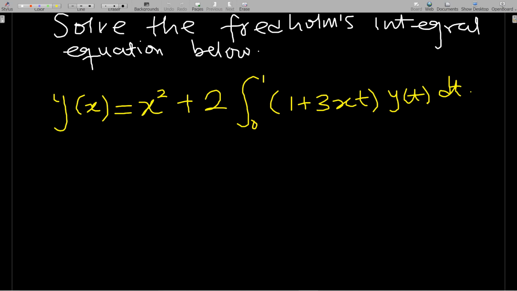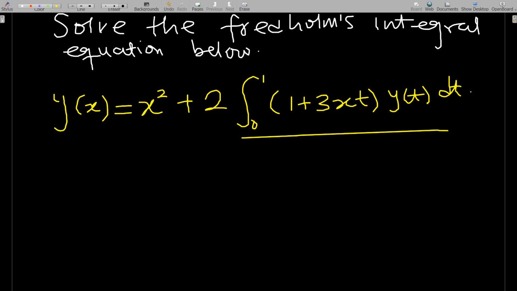Suppose you solve the Fredholm's integral equation below, and it's giving us y of x equals x squared plus 2 times this integral, where we have our limit to be 0 to 1 and our kernel to be 1 plus 3xt. Okay, so this is degenerate. In our last discussion we talked about degenerate kernels.